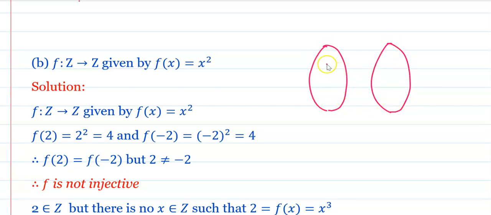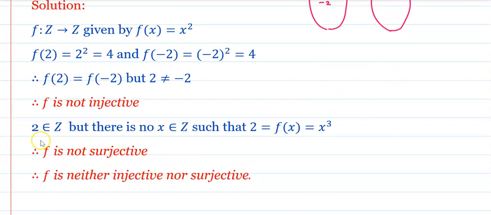मग इथे काय की मी 2 घेतला आणि त्याची इमेज किती येणार? Its image is 4. And what about the minus 2? मग मायनस 2 ची पण इमेज किती येणार? तर 4 येणार. Okay. And that is, 2 and the minus 2 have the same image, and hence it is not the 1 1, or it is not the injective. म्हणजे तो injective नाही आहे तो.